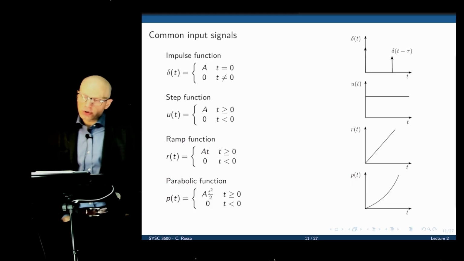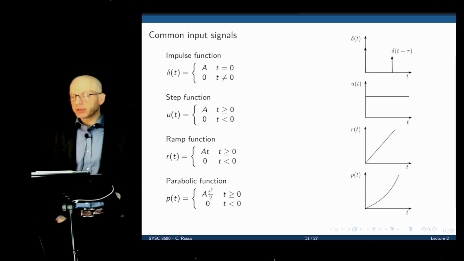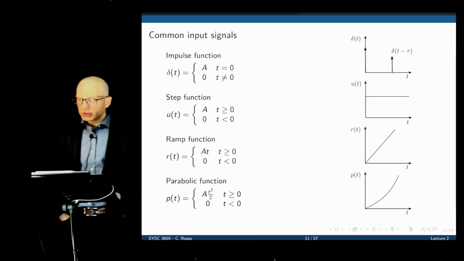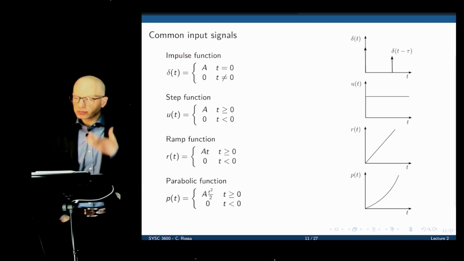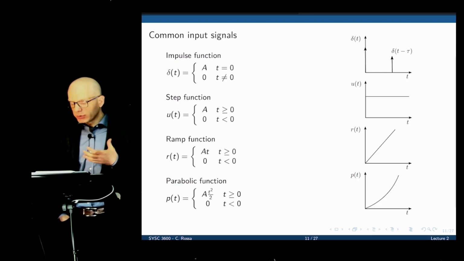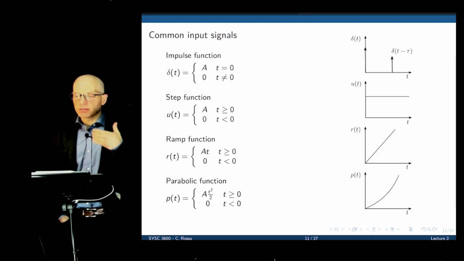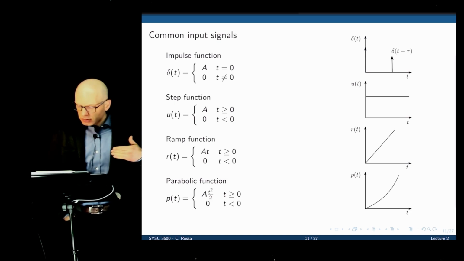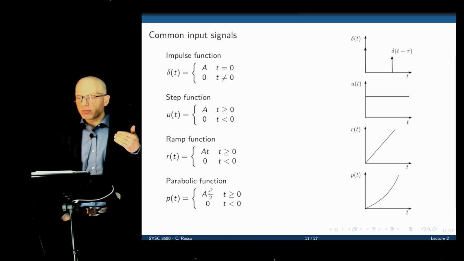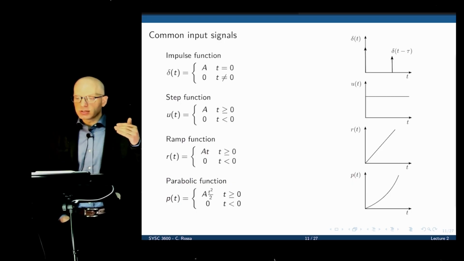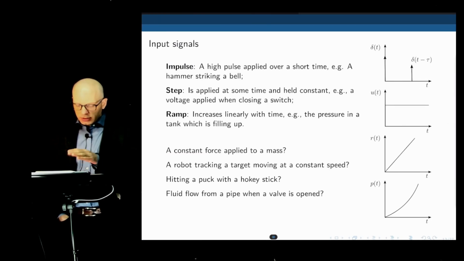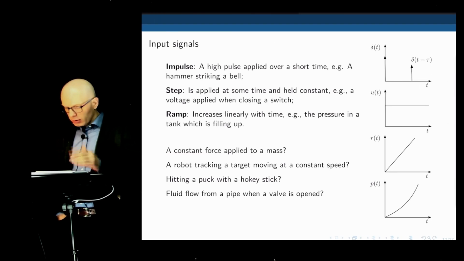So we have 4 common input signals that could be a displacement, could be a speed, could be a force applied to each mass in the system. The impulse function, we treated that in the last lecture, is a large amount of energy that has been applied to the system at a given time and then removed. The step function is a signal that is applied at a given time and then held constant. A ramp function goes up over time, and a parabolic function is the same, but it goes up non-linearly. Here is a description of what they mean. I'll skip this because this is from the last lecture, just as a reminder here.